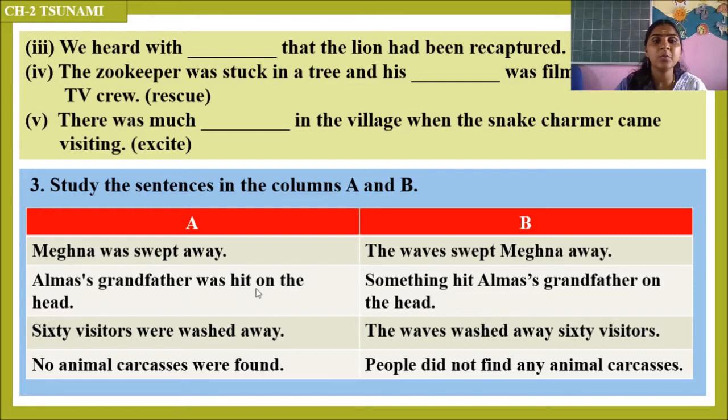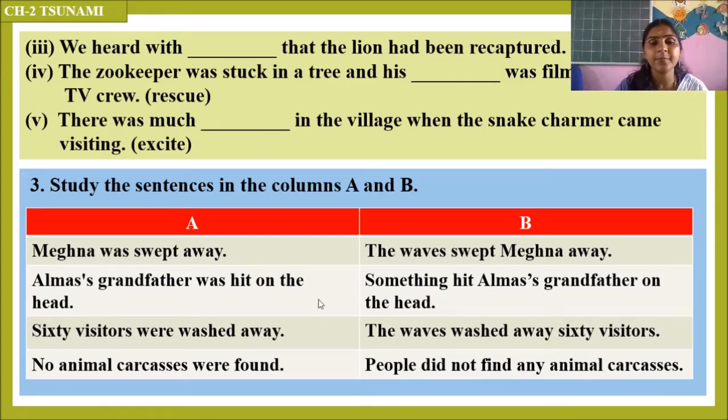Alma's grandfather was hit on the head. 60 visitors were washed away. Next one, no animal carcasses were found. Children, carcasses means dead bodies. Okay. No animal carcasses were found. So let us read the B sentences. The waves swept Meghna away. Something hit Alma's grandfather on the head. The waves washed away 60 visitors. People did not find any animal carcasses.